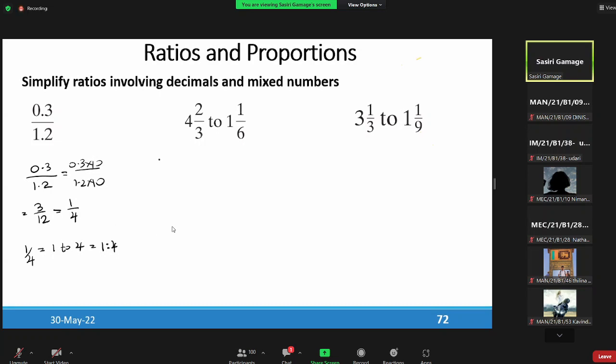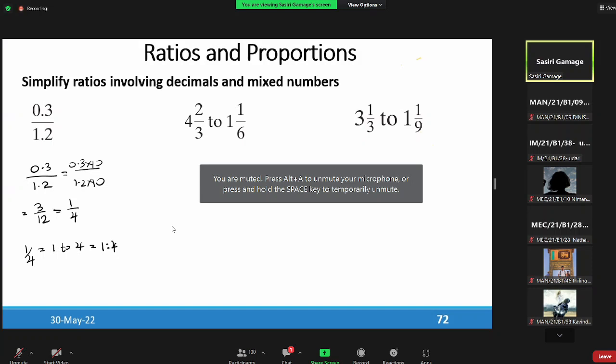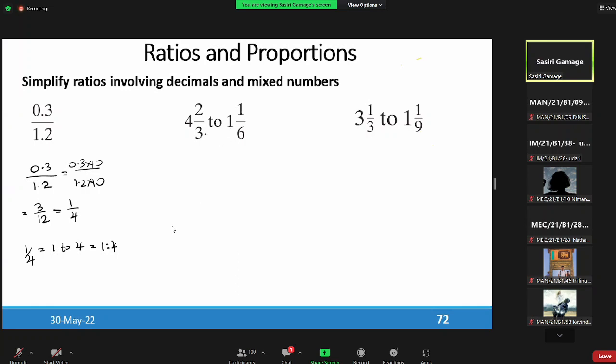Is that clear? Then this one, first it is better to write this mixed number as a fraction. We know they are improper fractions. Then when we do so, this one: 4 into 3, 12, plus 2, 14. This is equal to 14 over 3.